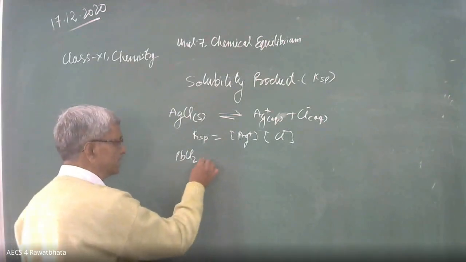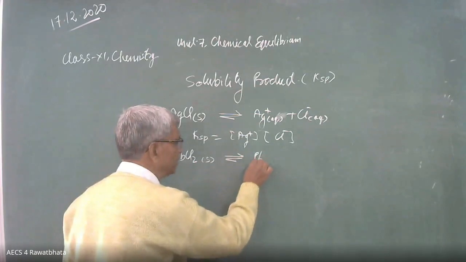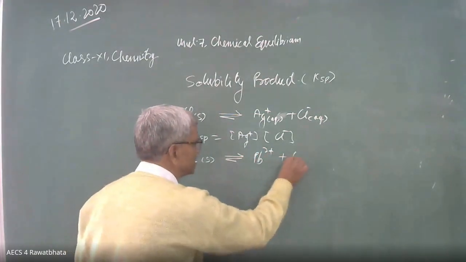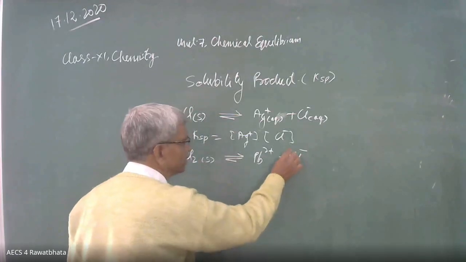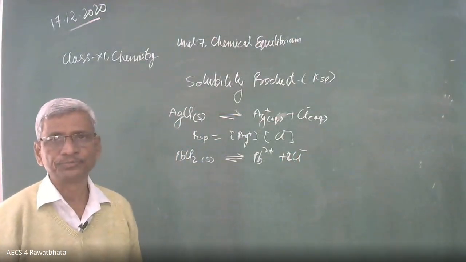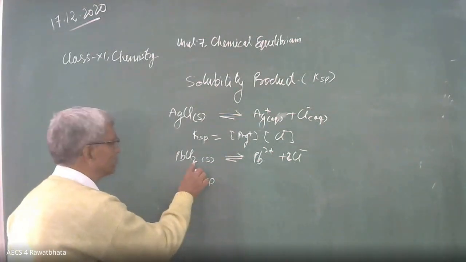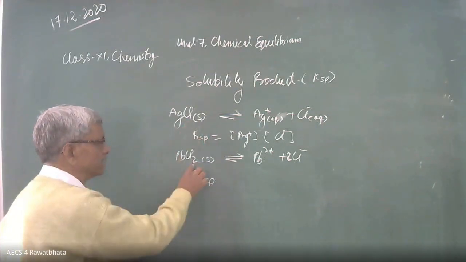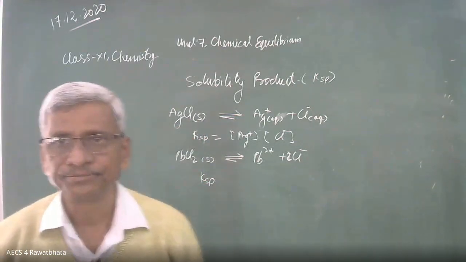Lead chloride is a solid. It is going to ionize to give Pb2 positive aqueous plus 2Cl minus aqueous. Here see that the coefficient is 2, 2Cl minus aqueous. Then Ksp for this compound is slightly different. Here it is 1 Pb, here it is 2 Cl. Then how to write this? How to express this?